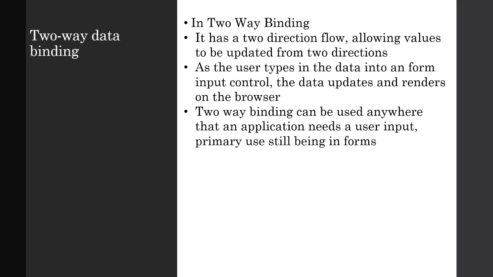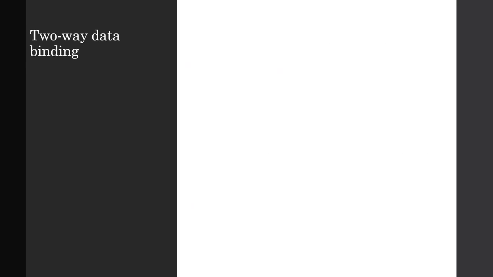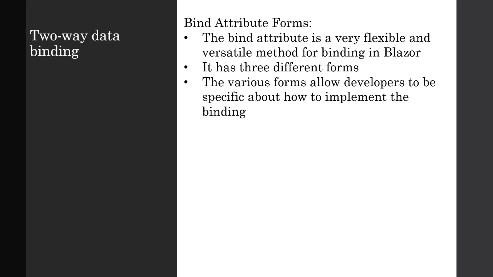For example, as the user types data into a form input control, the data updates and renders on the browser. Two-way binding can be used anywhere that an application needs user input, primarily in forms. The main way that two-way binding is used in Blazor is through the bind attribute. Now, what is the bind attribute? It takes this form.